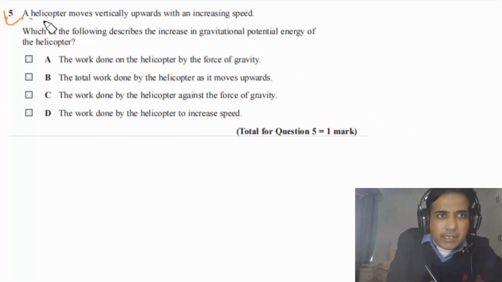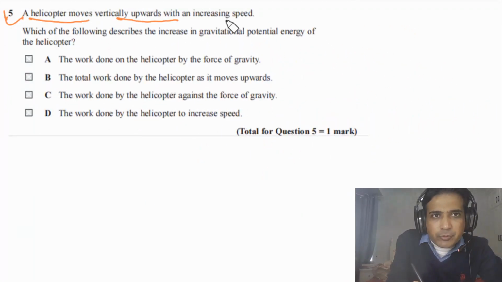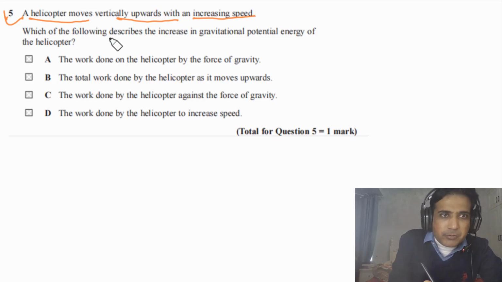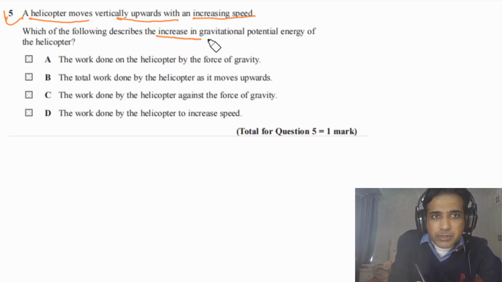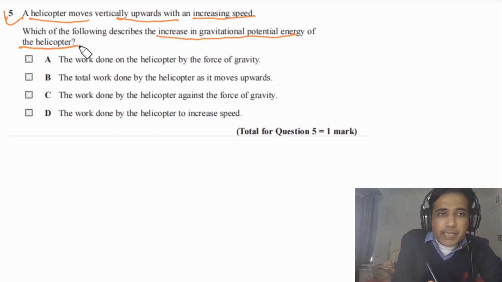Question 5 says a helicopter moves vertically upwards with an increasing speed. Which of the following describes the increase in gravitational potential energy of the helicopter?